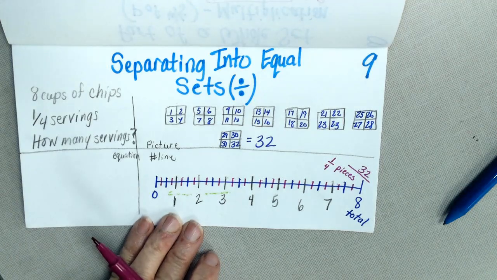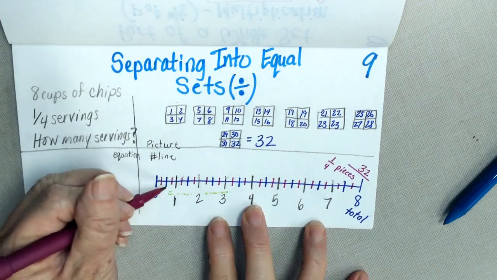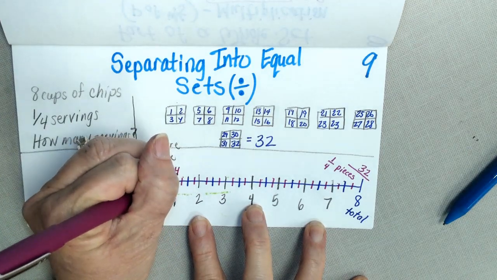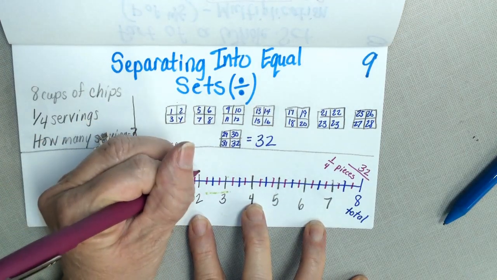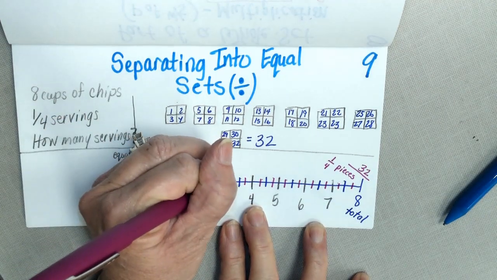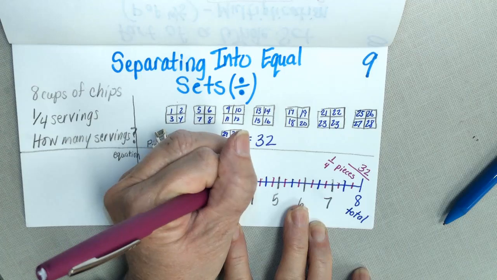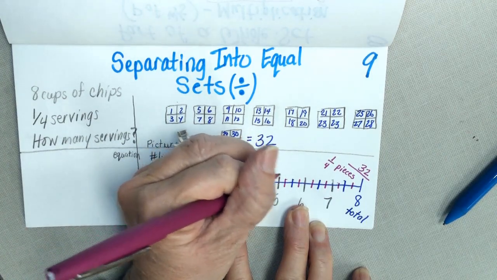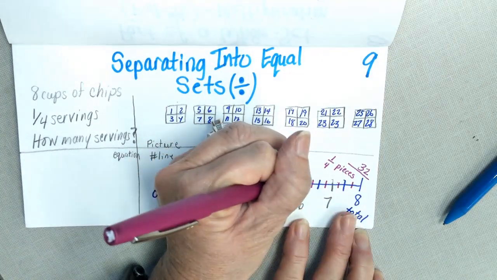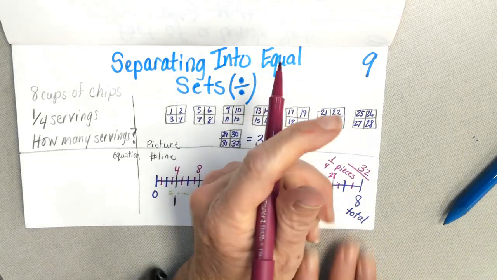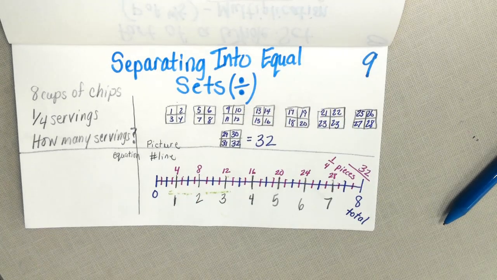Yeah. Okay. So here's what I hope that you're understanding. That when I cut this, between the whole numbers 0 and 1, I had 4 equal pieces. I had 4 more, so that gave me a total of 8. I had 4 more, which gave me 12. 4 more equal pieces would give me 16. 4 more equal pieces would give me 20. 4 more would give me 24. 4 more would give me 28. And the last 4 would give me 32.